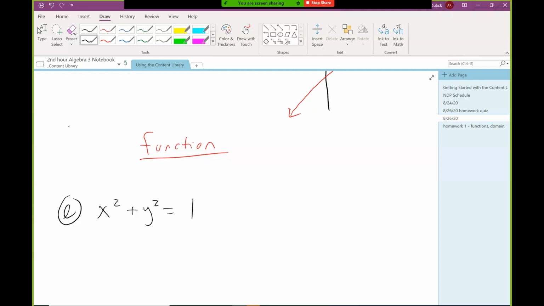All right, so let's look at this equation. You might recognize the form for this equation. If you did recognize it, you would have talked about it last year in your geometry class.